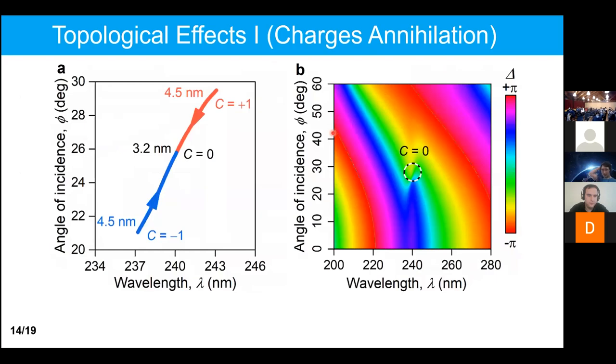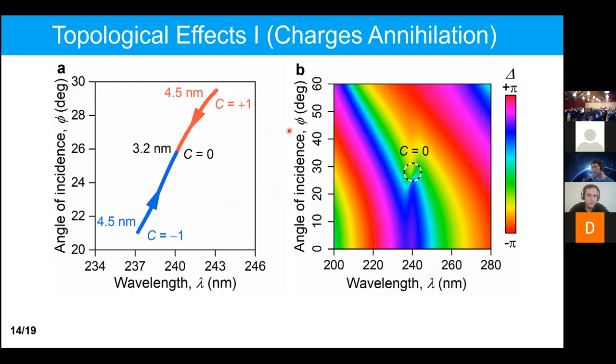Also, we started to think how we can see other topological effects, for example, charge annihilation. You can see that if we change the thickness of palladium diselenide, these 2 points with different charges go closer to each other and annihilate at 3.2 nanometers. And you see in the phase, there is no phase singularity. So we can control the number of points by changing the parameters of the system.